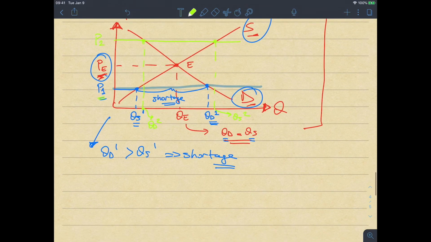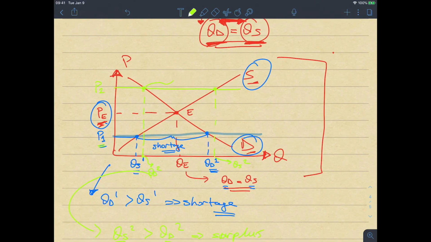In this case, QS2 is higher than QD2. So there are more suppliers than demanders in the market. So there is a lot of product which is still waiting to be sold. That's why we have a surplus in this market. And we call this gap surplus.